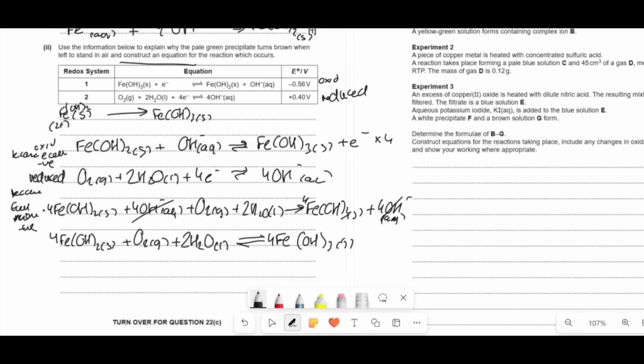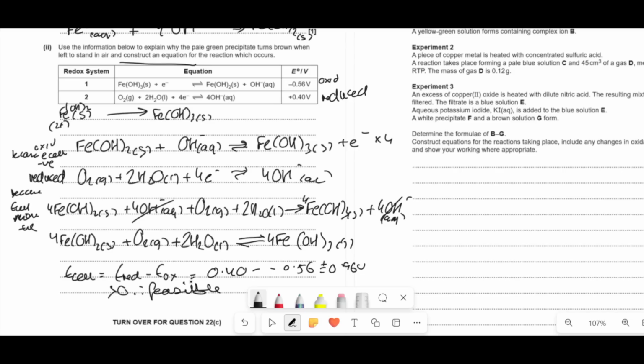Any ideas? Why does this reaction happen? Because if we work out the E cell, that's E reduced minus E oxidized, that's going to be what? 0.40 minus (-0.56), which is plus 0.96 volts. That's greater than 0, therefore it's feasible, so that's why it would happen. If it's not feasible, it doesn't mean that it's not going to happen, sorry.